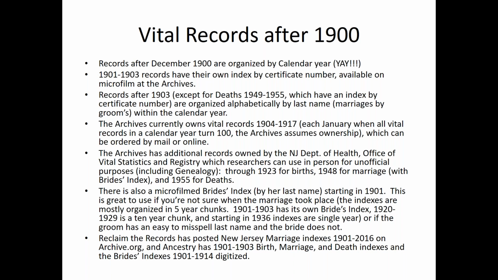Now, after 1903, things get really easy because starting in 1904, birth, marriage, and death events are organized within the calendar year in alphabetical order by the person's last name. Marriages are organized by the groom's last name. So whenever somebody has 20th century records or relatives within this time period, I always advise them to start with the records 1904 and on, because these are the easiest to use and easiest to navigate.